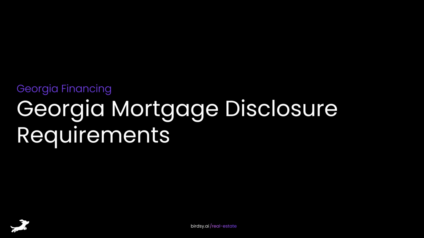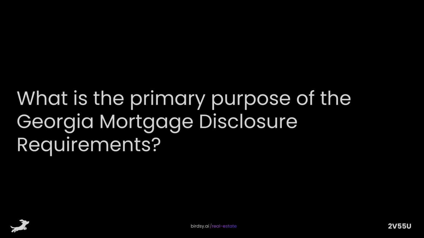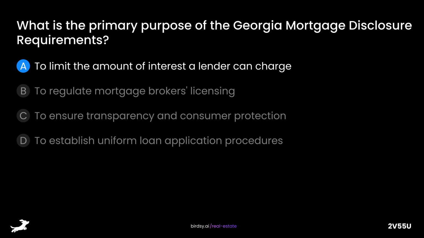Georgia mortgage disclosure requirements. What is the primary purpose of the Georgia mortgage disclosure requirements? Is it A, to limit the amount of interest a lender can charge, B, to regulate mortgage brokers' licensing, C, to ensure transparency and consumer protection, or D, to establish uniform loan application procedures?